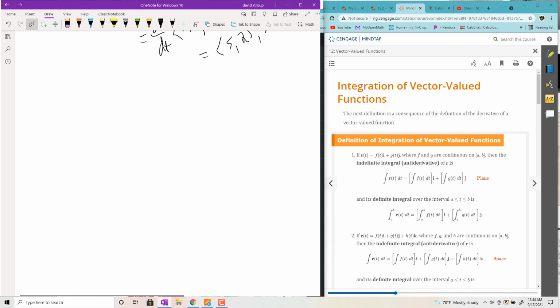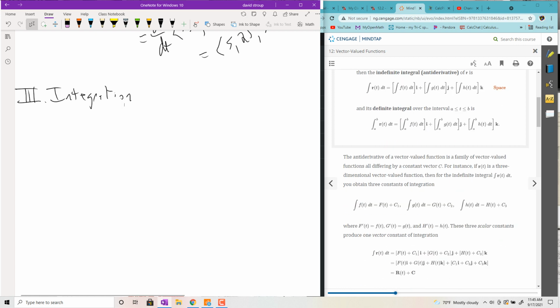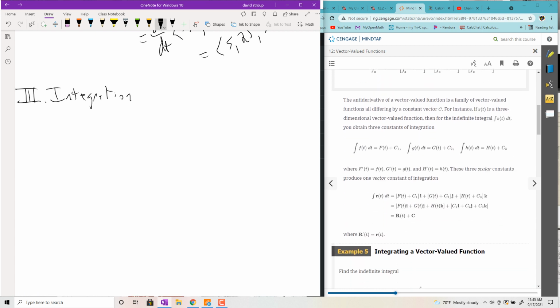So section 3, integration. Pretty simple, but they can make it really annoying because of the constant of integration. Whenever you integrate here, the constant is going to be a vector. Let me just give you the practice version. In practice, we're not going to go the Riemann sums route. It just turns out that you can integrate the component functions to get the integral of the vector function.